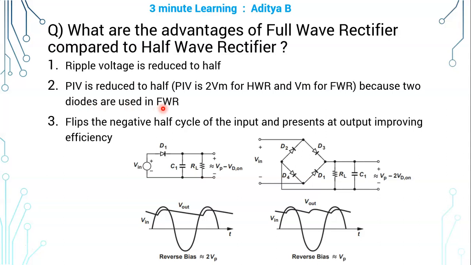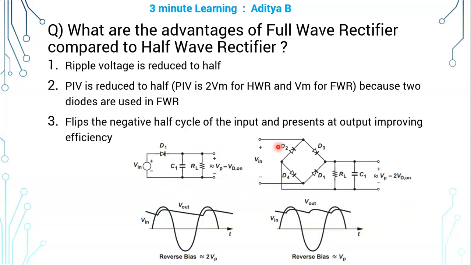rectifier during any half cycle 2 diodes are on at a time, and these 2 diodes would be in series at that time. So that 2 Vm is divided in between 2 diodes in series, resulting in PIV of Vm only across each diode. Full wave rectifier flips the negative half cycle of the input, else this is wasted. Flips the negative half cycle of the input and present at the output, improving efficiency.